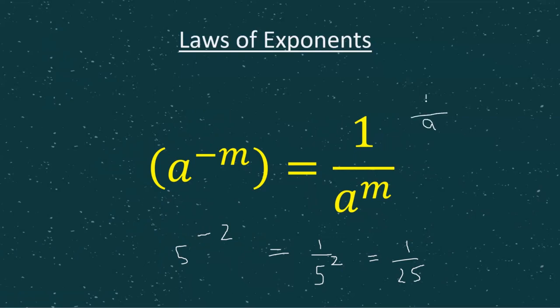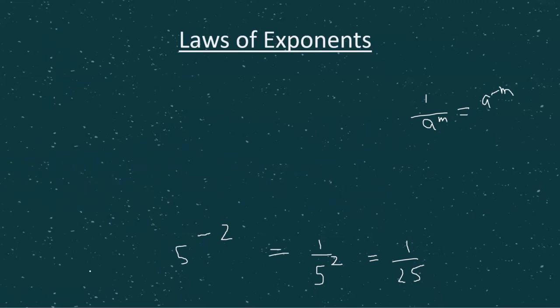So in the same way, if I am given 1 upon a raised to power m, I can write it as a raised to power minus m. I can bring this power up and make it negative. Down it was positive, I brought it up, it became negative. Here it was negative, I brought it in the denominator, it became positive. So when the power goes from numerator to denominator, its sign changes. Okay.